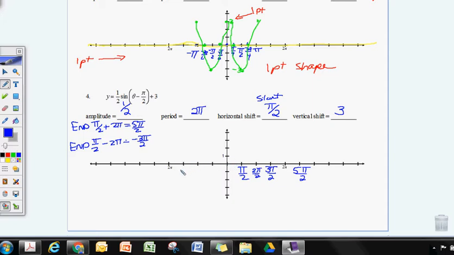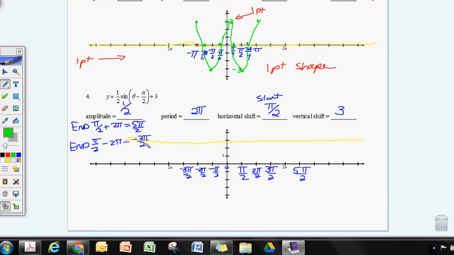So then I'm going backwards. Here would be -3 pi over 2. Its middle would be -pi over 2. And -2 pi over 2. And again, if you wrote -pi, that's okay. And 0. So I'm switching colors. I'm doing my vertical shift. My vertical shift is up here at 3. So that's what I'm basing everything off of.